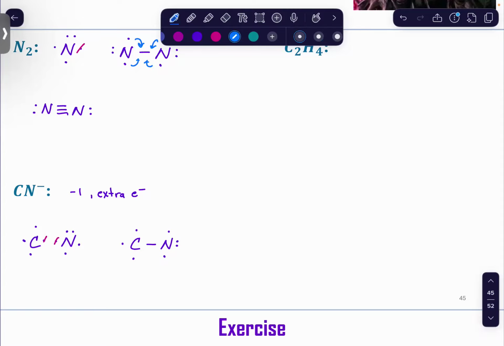Now, the way I can get at least nitrogen to octet, 2, 4, 5, 6. So I'm going to go like this because I'm trying to also maximize electrons on the carbon. And what do I have? I have an octet on nitrogen, but carbon only has 7 electrons. This is where the extra electron comes in.